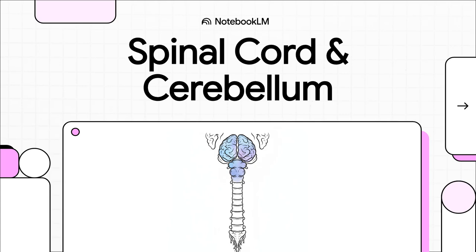In this explainer, we're going to dive deep into the spinal cord and cerebellum. My goal is that by the end, you'll have a crystal clear, exam-level understanding of how these absolutely critical parts of our nervous system are built and how they work. So let's jump right in.